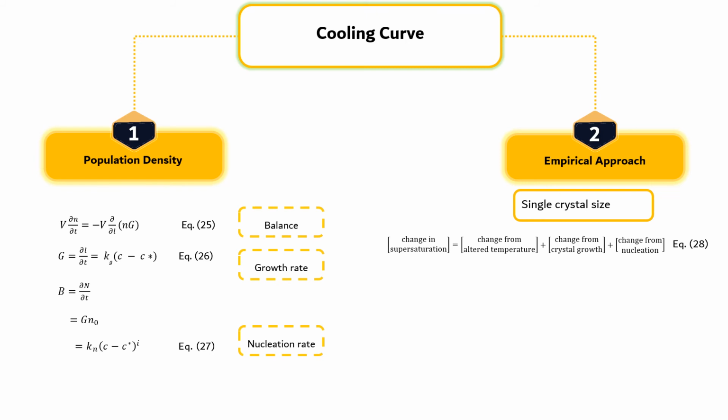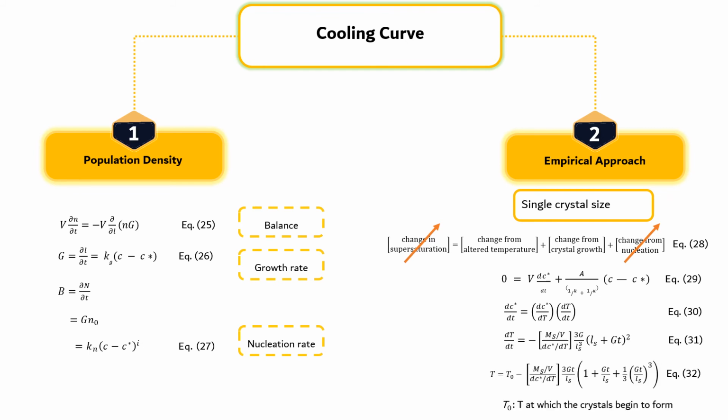Many batch crystallizations take place within the metastable zone, where the change in supersaturation is small and nucleation occurs largely by seeding. As a result, the left-hand side and the last term on the right-hand side are both near zero, which results in equation 29. The saturation concentration is a function of temperature, which can be described by equation 30. The temperature profile required to sustain a constant linear growth rate can be determined using equation 31 and equation 32.